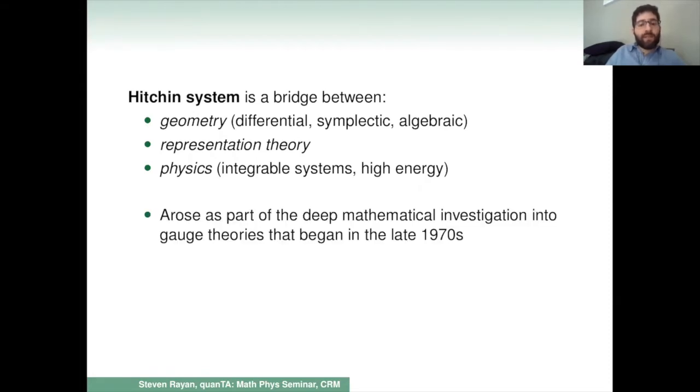So I'd say the Hitchin system arose as part of the deep mathematical investigation into gauge theories that began in the late 1970s with people like Atiyah. And in particular, this Hitchin system was discovered, of course, by Hitchin in 1987. Okay, so first picture, here's Nigel Hitchin.